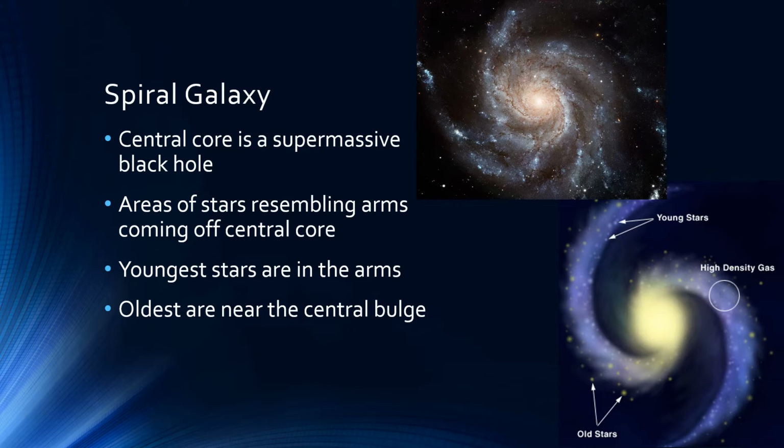Our spiral galaxies, the central core is going to be a supermassive black hole, with areas of stars resembling arms coming off the central core. Our youngest stars are in the arms, and our oldest are near the central bulge. And when we're talking about the central bulge, this is the core. What's at the center? This is where all of our old stars are. And then you see the arms coming off. That's where our young stars are going to be. Just like in this one, this is our central bulge where all of our old stars are, and you can see the arms coming off where all of our younger stars are going to be.